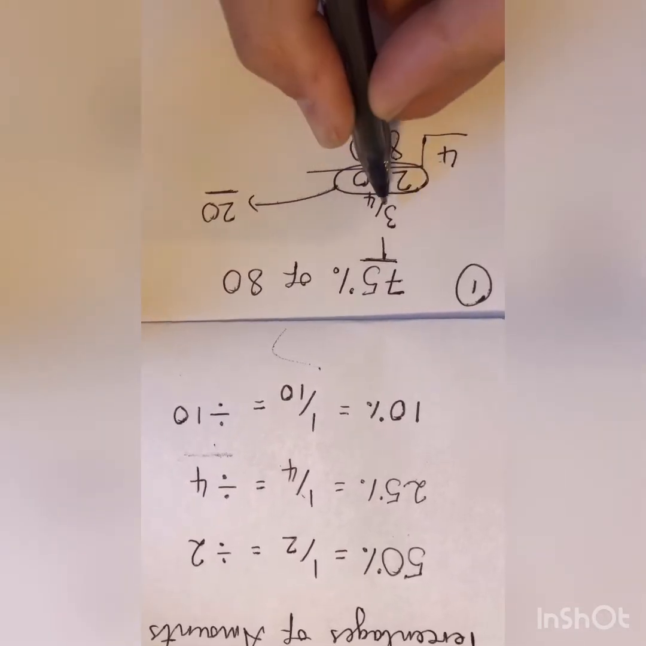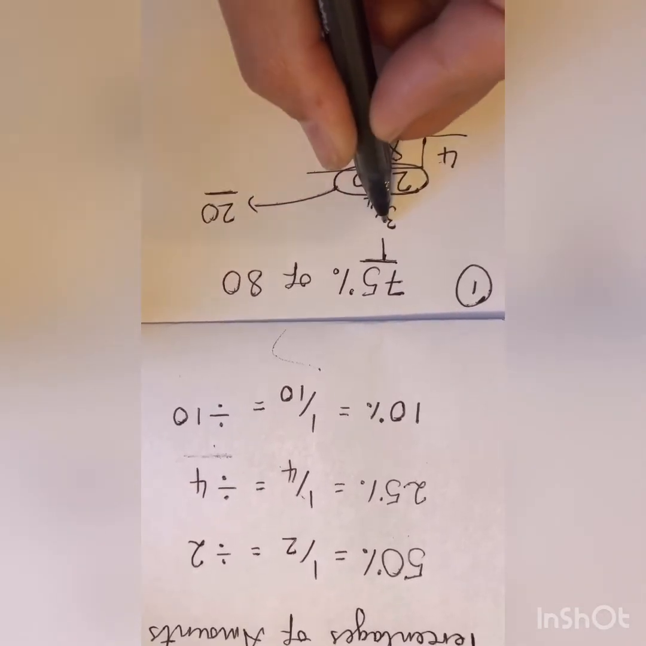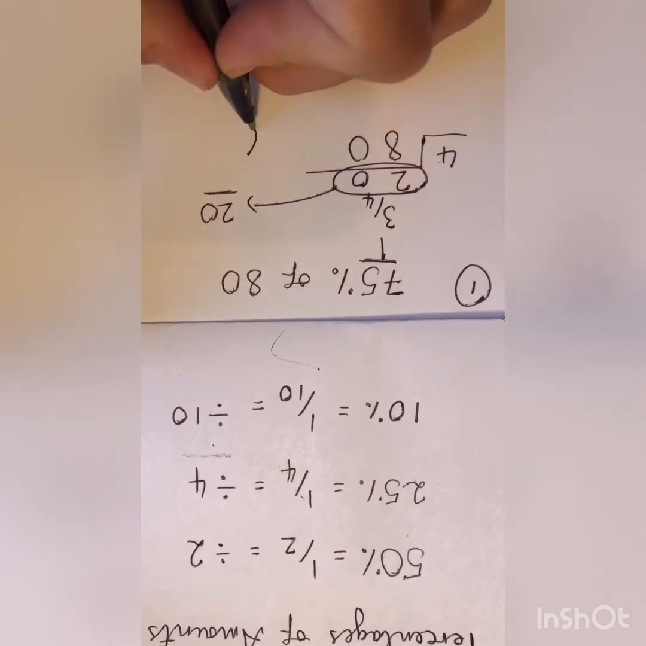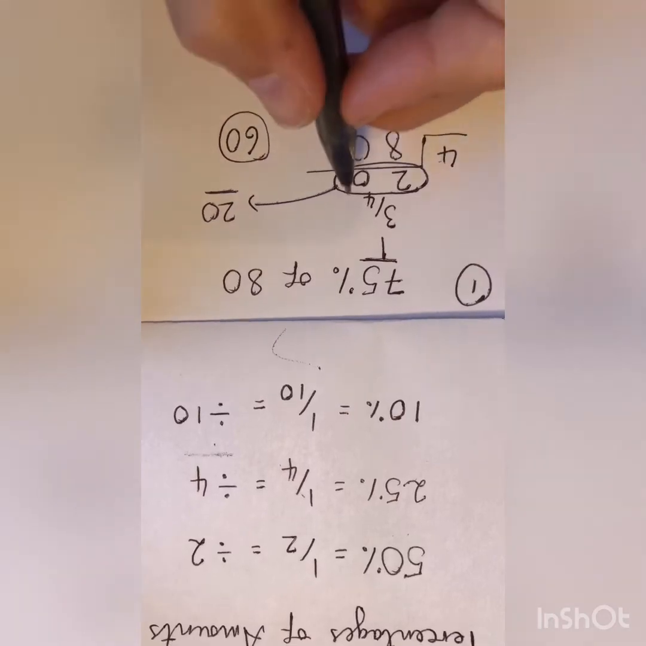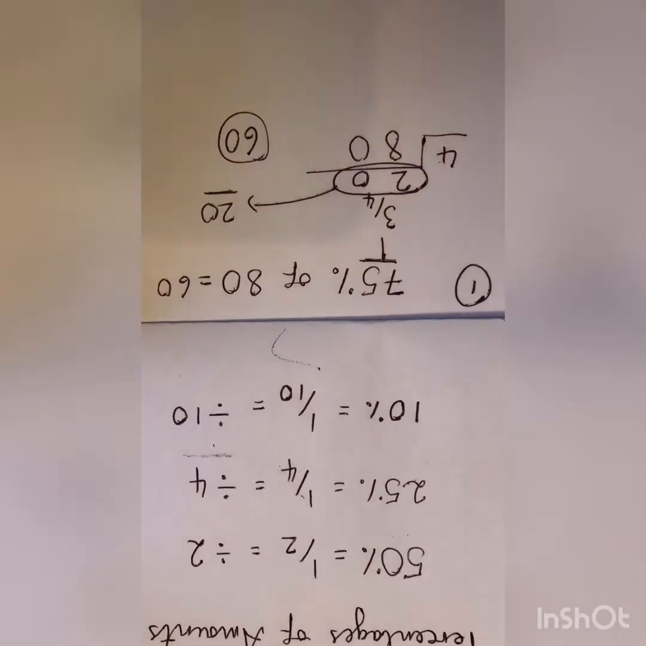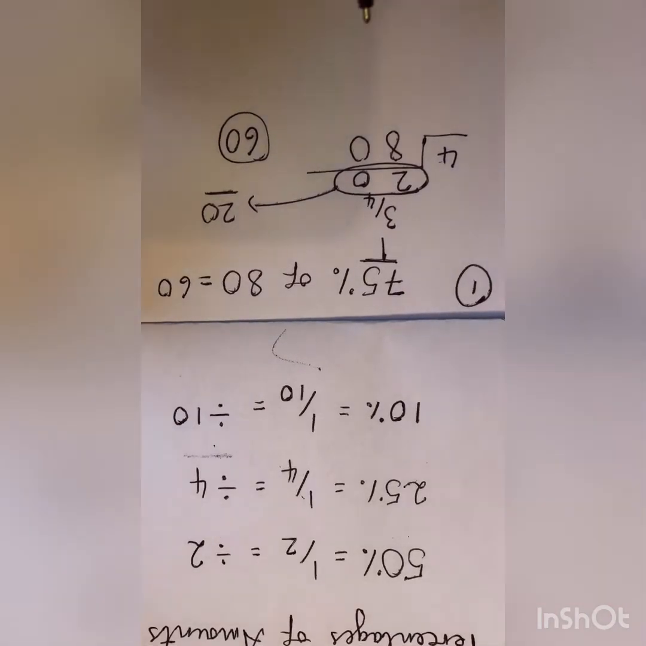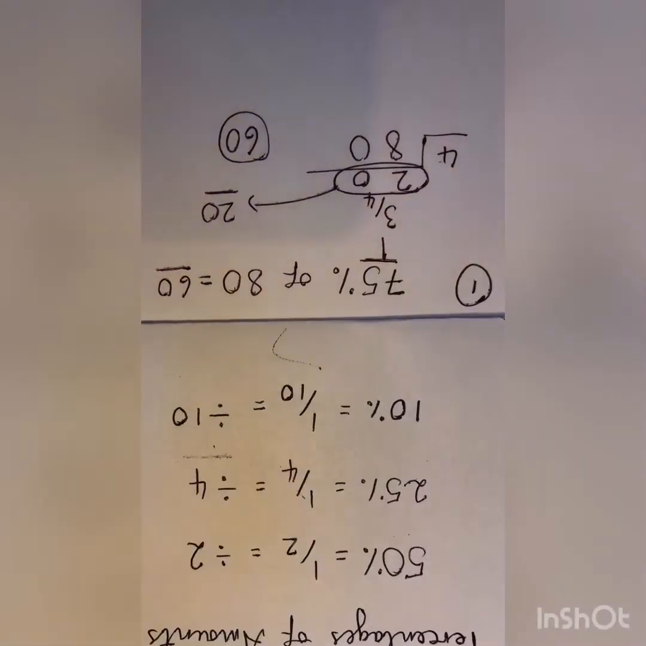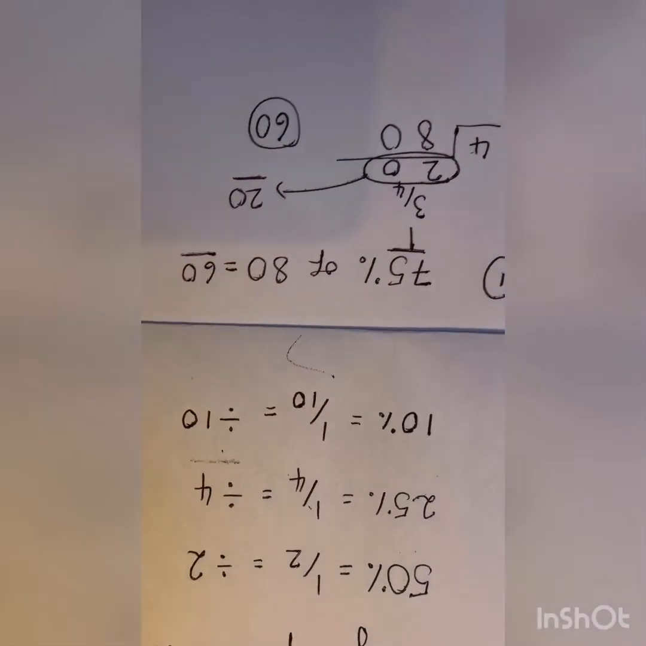And now we just need to find 3/4, so we times 20 by 3. 2 3's are 6, so I know that that's 60. So 75% of 80 is 60. Just check that your working out might look slightly different to mine, but it should give you the same answer. Okay, let's look at the next one. Let's look at question number 2.